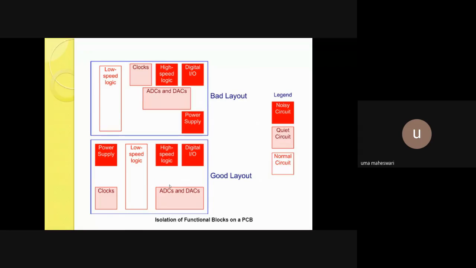This slide shows the proper layout and the poor layout. In the poor layout, all the noisy high speed signals, the red colors are high speed and this is low speed, are mixed together. In the good layout, the high-speed digital signals and analog signals are separated, the power supply is separated, and the clocks are separated. This is a good strategy to follow while designing the PCB to mitigate EMI.